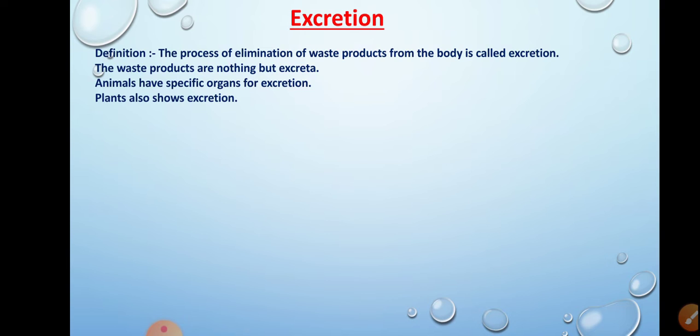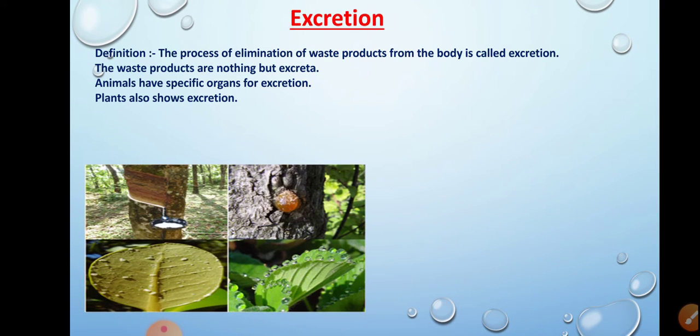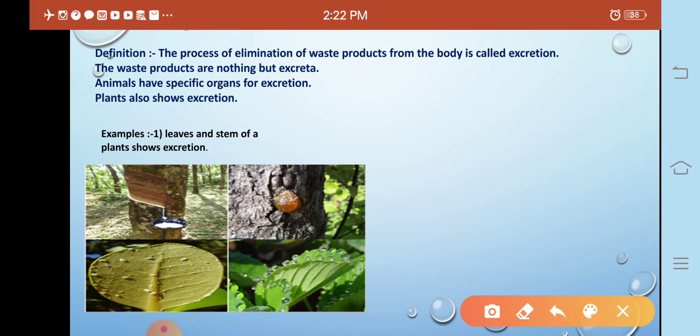How? Let's see. Plants have leaves and stems, and they show excretion. If you take the example of the leaf, the leaf has extra salt, and they show excretion by releasing extra salt from the tree. You can see in this picture the salt and the droplets of water. In this way they show excretion.